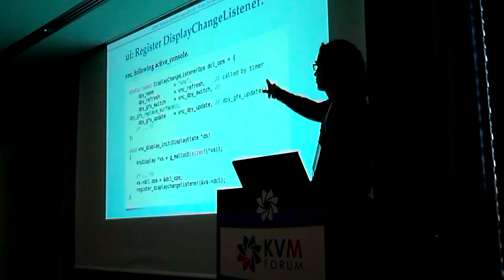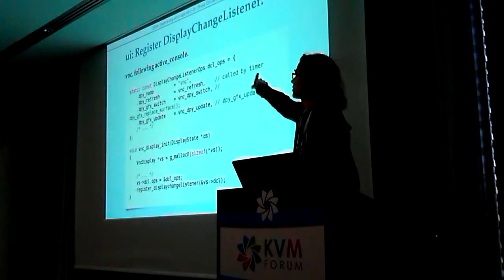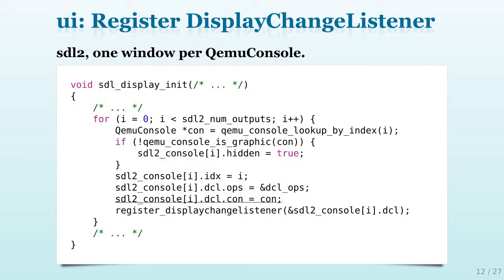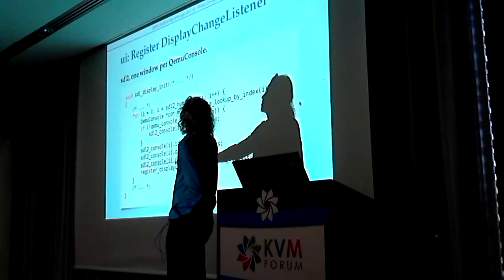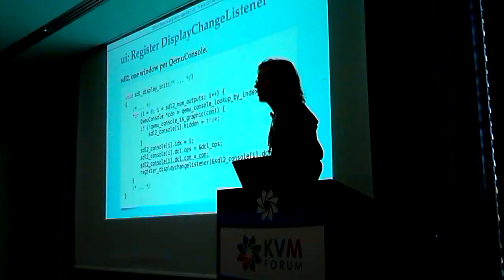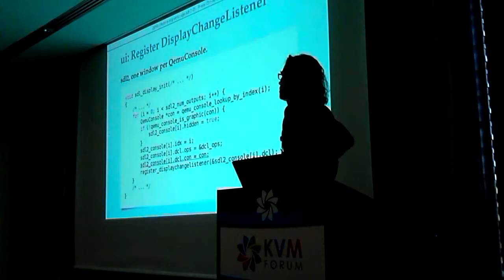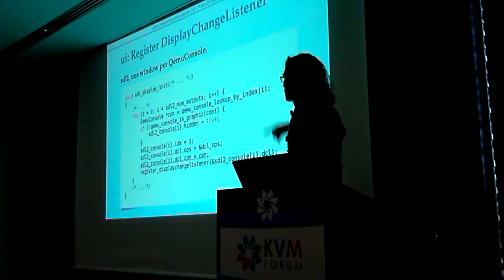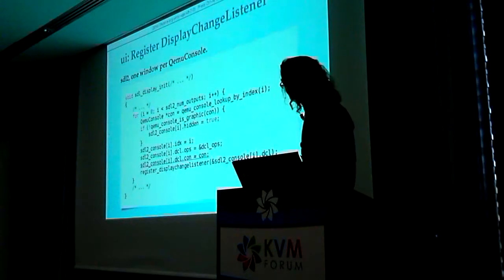This example is taken from VNC, and this is just following the active console. And the SDL2 code is doing it a little bit differently. It's a single line which is different, where we can say this display change listener should be pinned to this console, and it just loops over all the consoles which are present in the system and registers a display change listener for each of them, so it can display the windows at the same time and get updates. It gets them all updated.